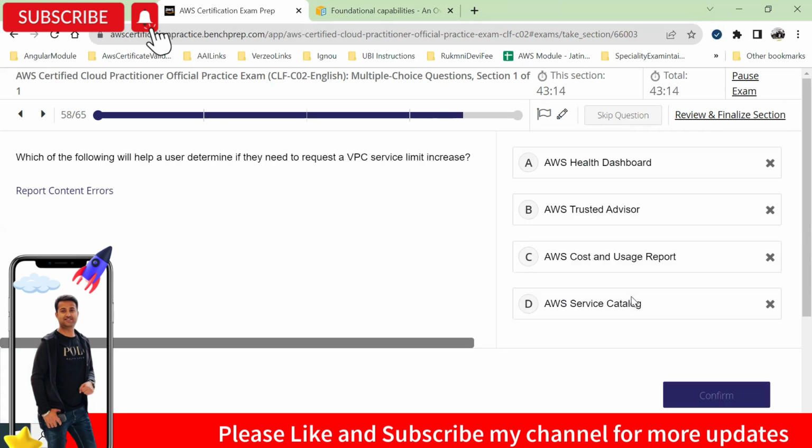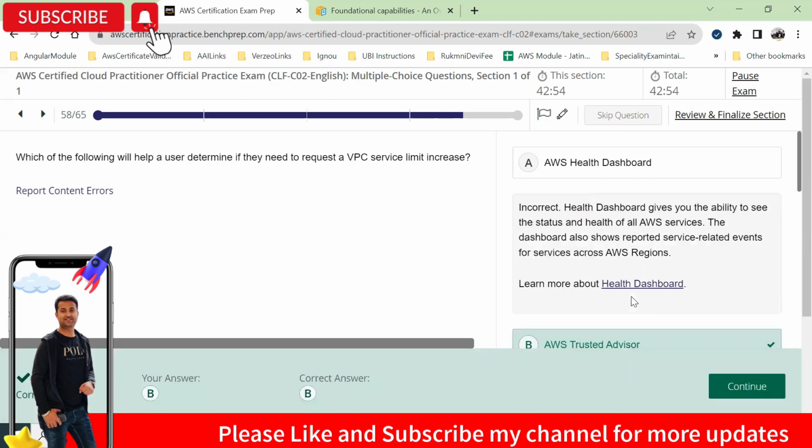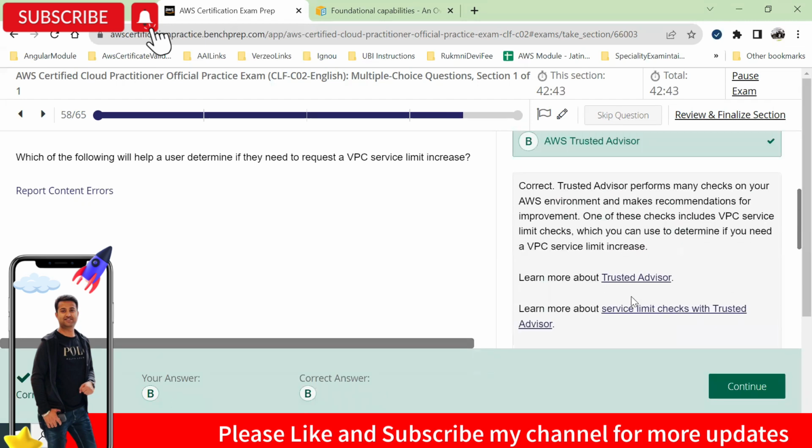Which of the following will help a user determine if they need to request a VPC service limit increase? Out of all the options mentioned here, Trusted Advisor is a recommendation service which provides you best practices or recommendations on the basis of service quotas that is related to limits. And that is one of the best practices. Other than that, we have fault tolerance, security, and cost optimization. These are other factors too. So Trusted Advisor is the one.